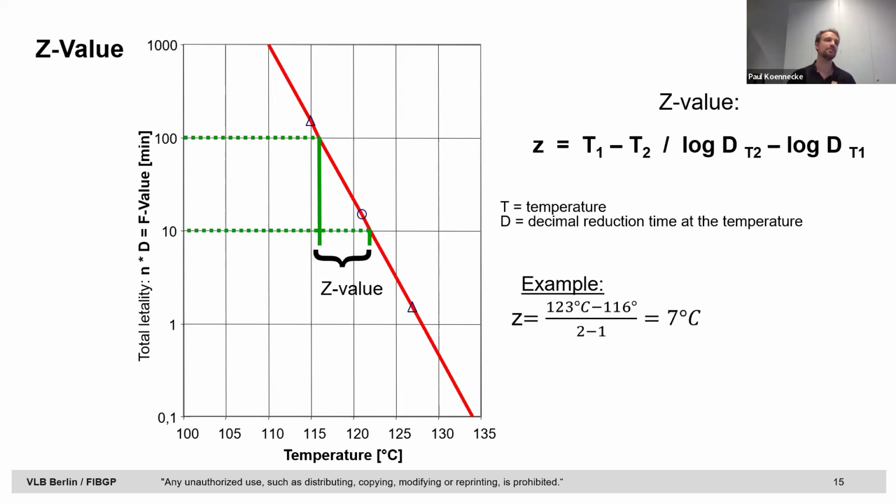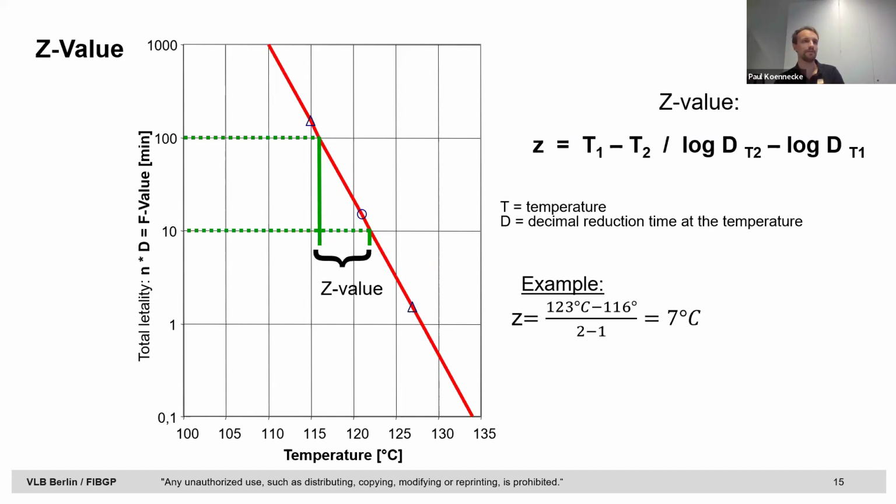So for example, when we have a temperature increase of 7 degrees, and it's just an example, this example is just for yeast, you will see that you will have a reduction of 90%. But all this, it's basically not possible to calculate. You really have to find that out by experiment.